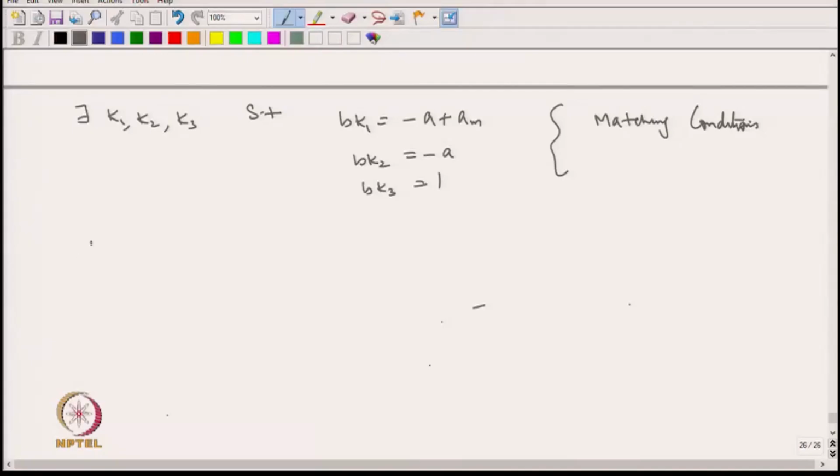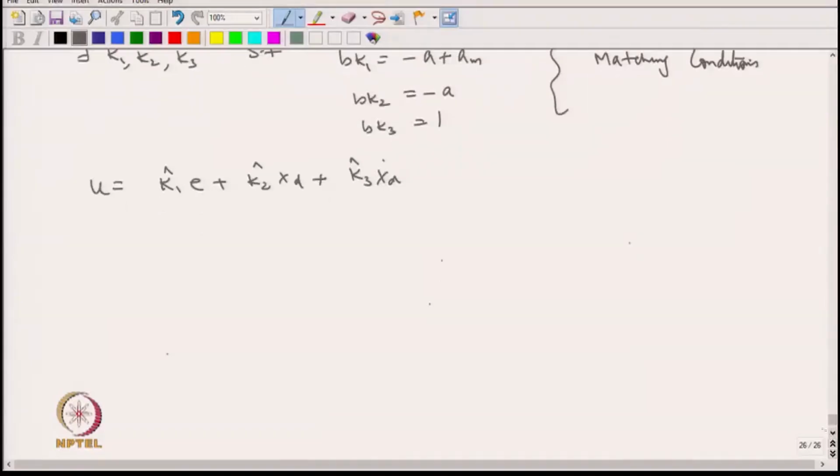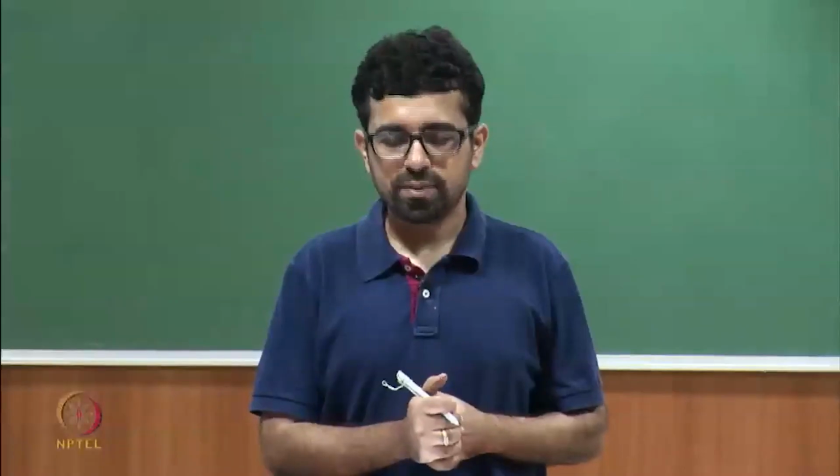Okay, so, U is given by K1 hat E plus K2 hat x d plus K3 hat x d dot. So, here K1 hat, K2 hat, K3 hat are the estimates of K1, K2 and K3. Okay. So, let us now substitute this into the open loop error system and get the closed loop error system.